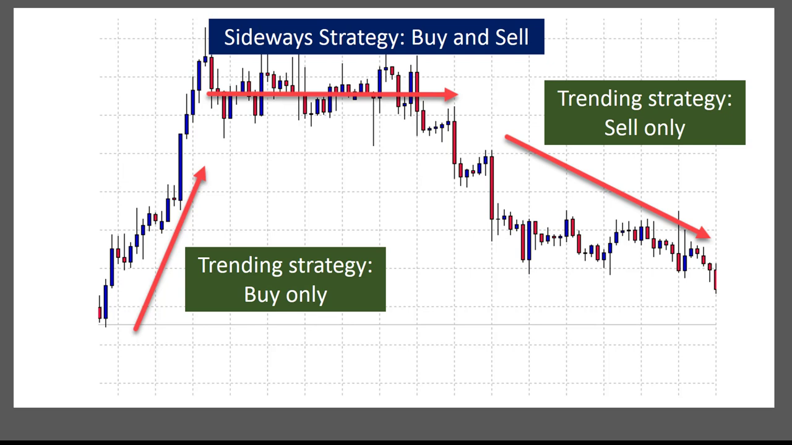If it's a trending market, he would trade in one direction. If it's a sideways market, trade in a sideways direction using a buy and sell at the same time. And then if it's a downward trending market, you'd use appropriate settings for that. So what are the appropriate settings?